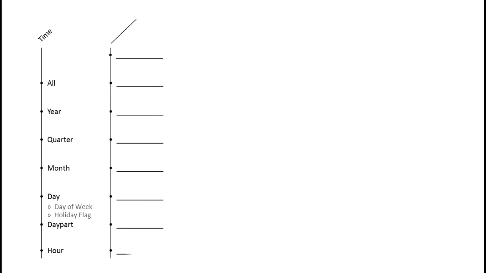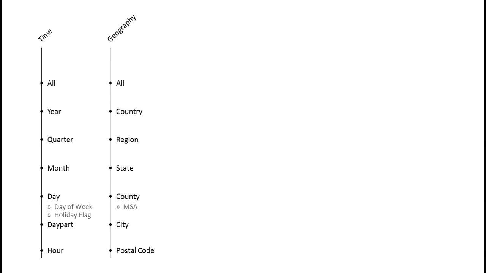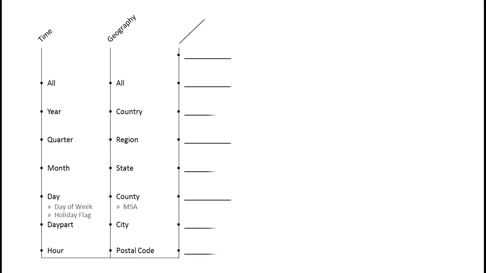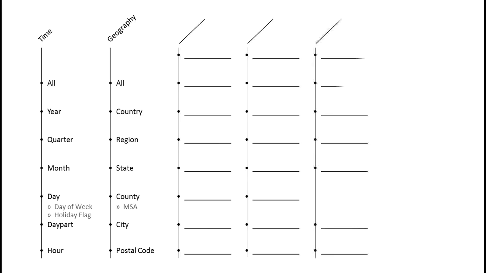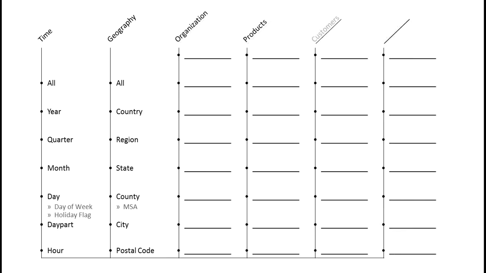As we define our hierarchies, we may discover important attributes, so we can begin to capture these at the appropriate level of each hierarchy. In this case, attributes for what day of the week a particular day is and whether or not that particular day is a holiday. Then we can go on to the next hierarchy in our business, such as geography. In our geography hierarchy, we start at postal code and go up from there, including an attribute on county for Metropolitan Statistical Area, or MSA. And your business may have any number of hierarchies, such as organization, products, customers, employees, and more.